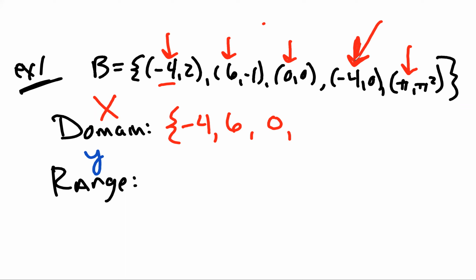No, I don't. So I've already taken care of -4. It's already in there. And then the last one I have is pi. And there's my list of all the x values. And so these 4 pieces, that is my domain: -4, 6, 0, and pi. That's it.